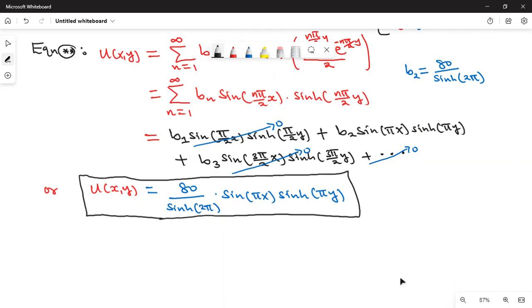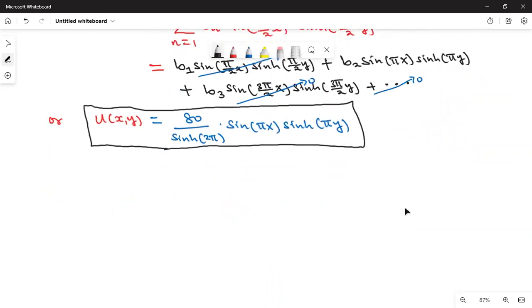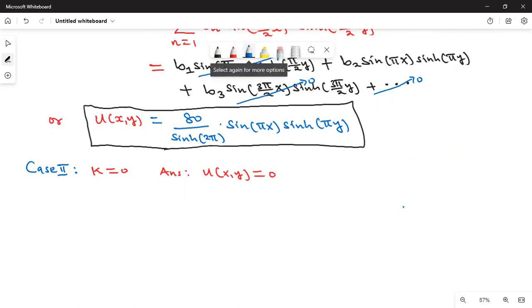Now this is case 1. Case 2 will give us a trivial solution. Case 2 is the case where k is equal to 0. I wanted to show that in case 2, we are going to get a trivial solution. So the answer here is that u of x, y will be equal to 0. You can show that, of course, we have done in so many other examples.